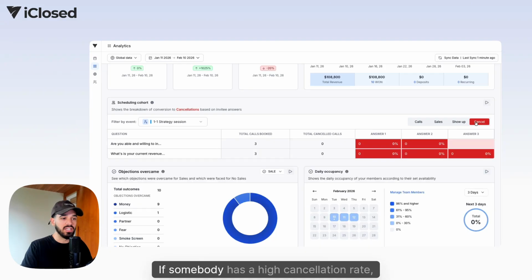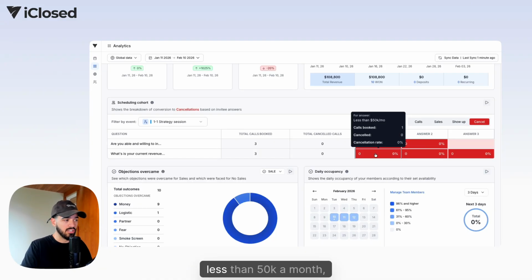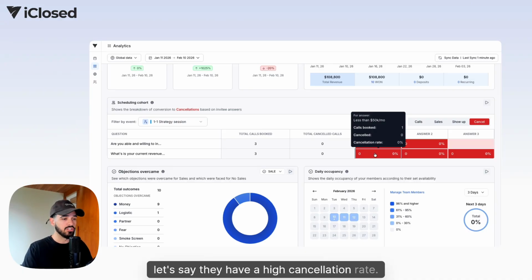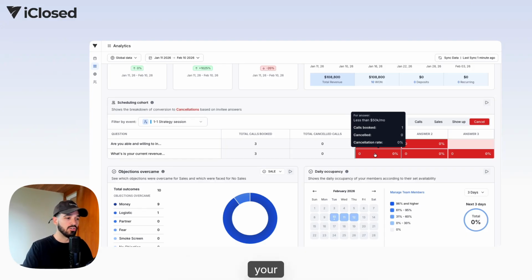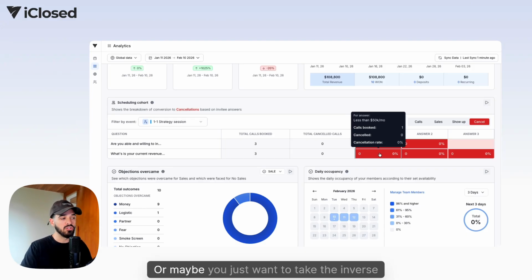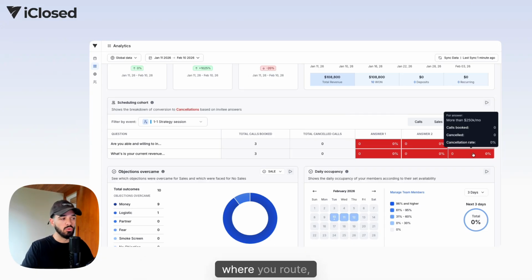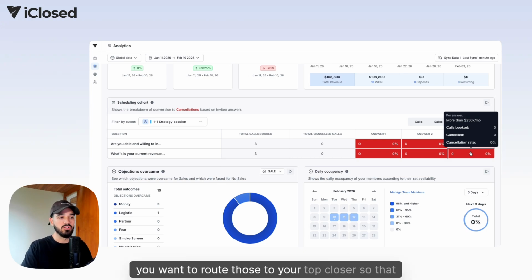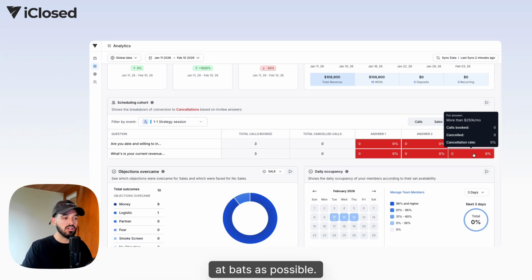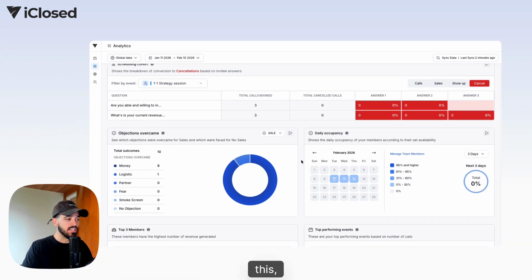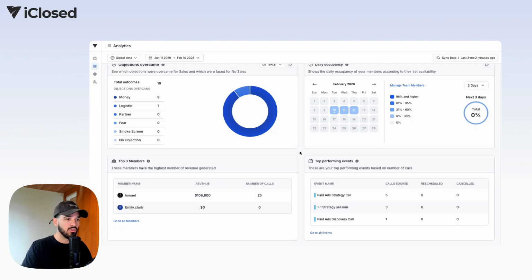Same thing with cancels. If somebody has a high cancellation rate, let's say this cohort here, for whatever reason, less than 50K a month, let's say they have a high cancellation rate. Well, you don't want to route those people to your best closer. You may want to route them to your more junior closer, or maybe you just want to take the inverse approach where you route, let's say, the cohort with the lowest cancellation rate, the healthiest cancellation rate. You want to route those to your top closer so that you're ensuring your top closer is getting as many at-bats as possible, right? So this is how to understand how to set it up.